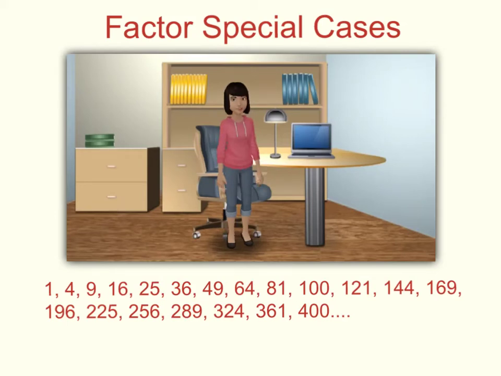Today's lesson is on factoring special cases, and in order to do that, you have to recognize perfect squares. Do you know your perfect squares? I do. 1, 4, 9, 16, 25, 36, 49, 64, 81, 100, 121, 144, 169, 196, 225, 256, 289, 324, 361, and 400. There's a lot more. Let's go.